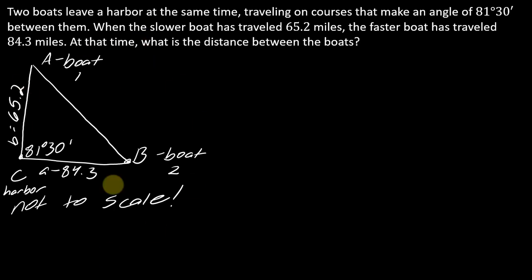Okay, so this situation seems a little complicated. So the boats start here and they take off in their respective directions. So this boat 2 goes this way and boat 1 is going this way, and they create this 81 degree and 30 minute angle. So this boat has gone 84.3 miles and this boat has gone 65.2 miles. And now I want to know, what is this distance between them? Well, notice, my friends, side, angle, side. So really, we just have to figure out then this other side. We'll call this side C.